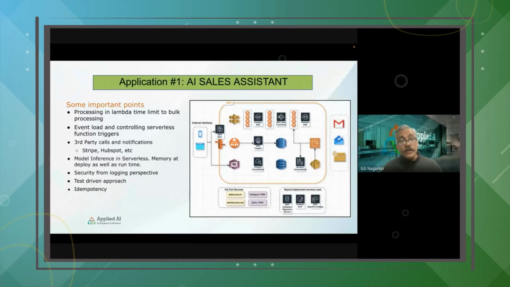Security and logging, I think I covered, and idempotency as well I covered. But test-driven approach: while we are doing this, it became pretty clear that unless we have a good amount of coverage of all of the code that is getting written, like 80 to 90% coverage from the unit tests, we would not be able to get that level of black box testing done very well, and various scenarios.